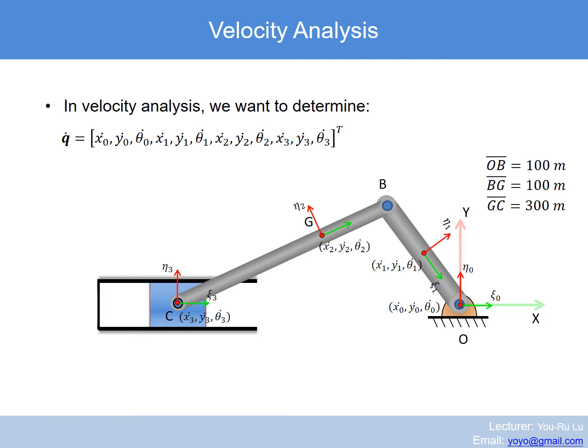In the last lecture, we have learned how to derive the constraint equations of the slider crank mechanism and how to analyze its displacement. In this lecture, you will learn how to analyze its velocity. In velocity analysis, our goal is to determine the velocity vector q dot, which consists of 4 x dots, 4 y dots, and 4 theta dots.